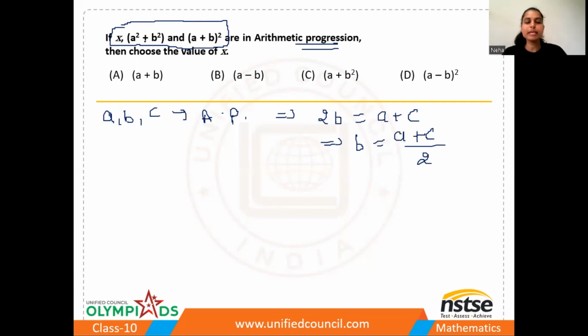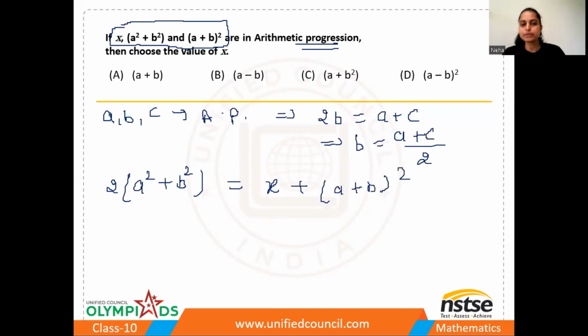Twice of b. b is what? This is the middle term. Middle term is a square plus b square. So it is 2 into a square plus b square is equal to a plus c. a is what? a is the first term, which is x, plus c is what? c is the last term, which is a plus b whole square. Perfect.